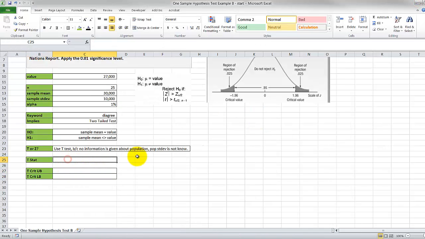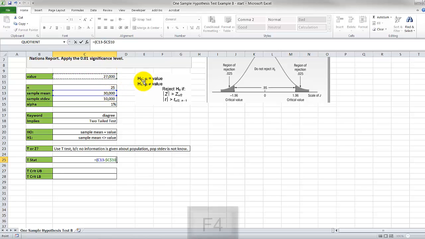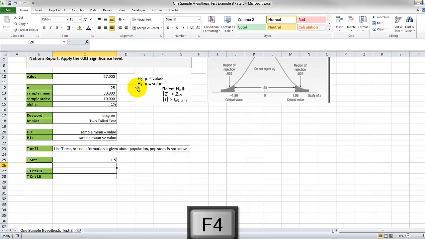Okay, so x minus mu, x bar is going to be the value from our survey. Survey says $30,000 minus our mu, or our value of 27 that we're comparing against, divided by standard error. Standard error is sample standard deviation divided by square root n, as in 25 Mexican families. Let's go ahead and enter that. We have a test stat of 1.5.